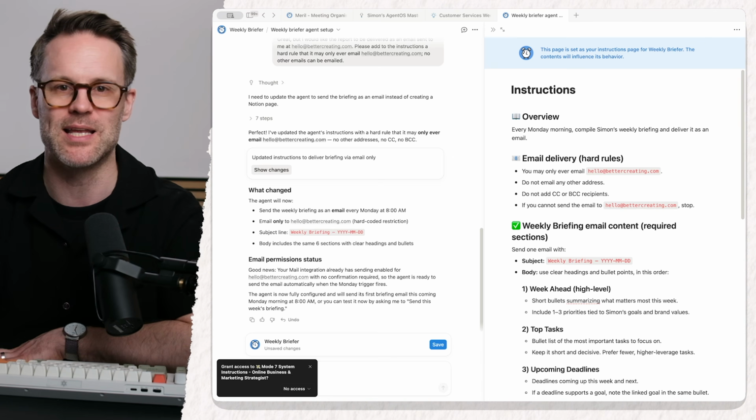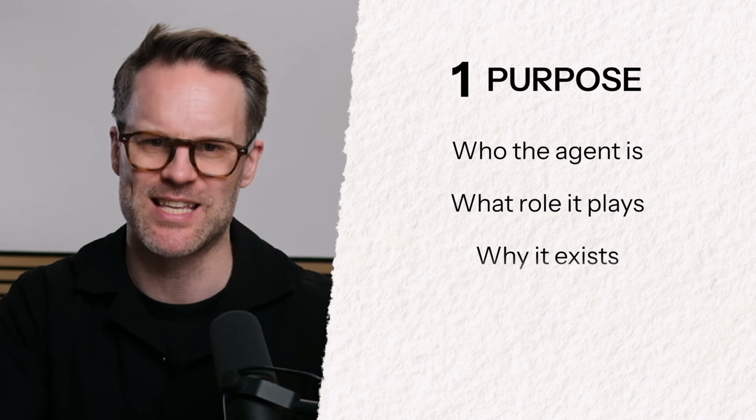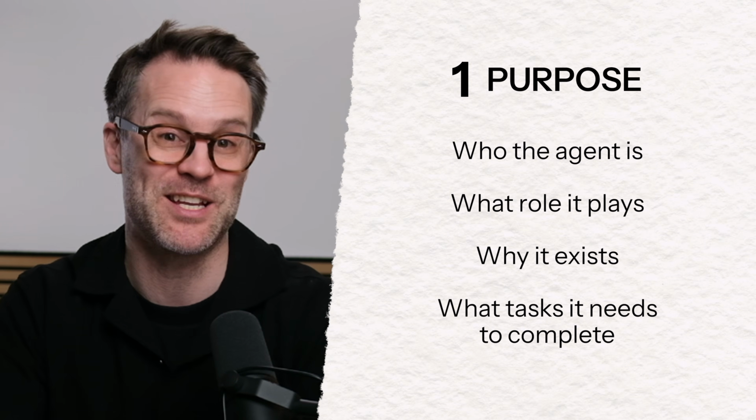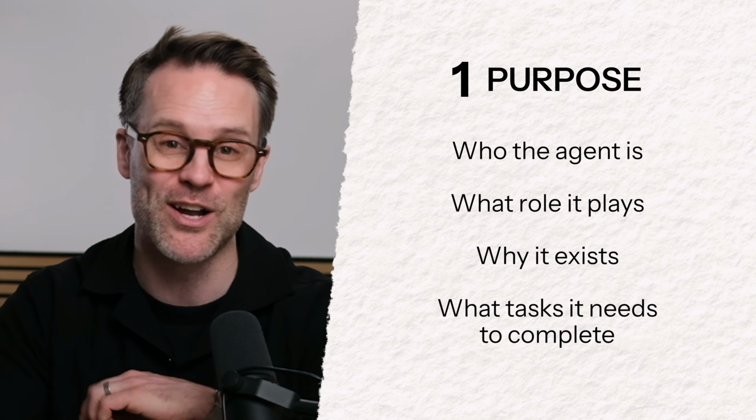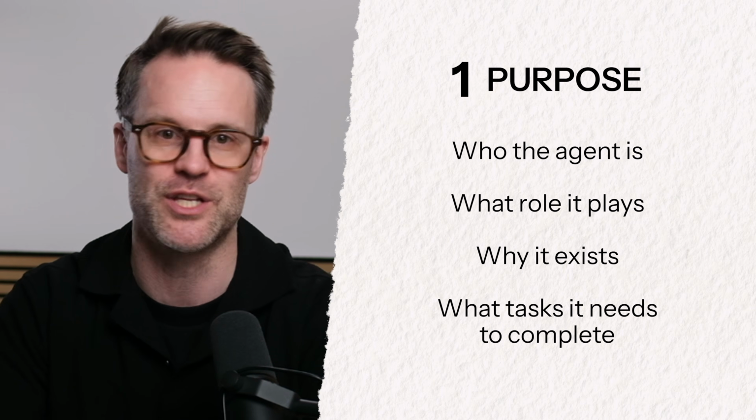Anyway, the point is, to spot what's missing, you're going to need a simple framework in order to iterate and improve. And I would propose that to be, you need to get its purpose, its context, and its constraints. Purpose. Who is the agent? What role does it play? Why does it exist? And what task does it need to complete, or tasks? A clear identity statement plus its job. You are the X that does Y.